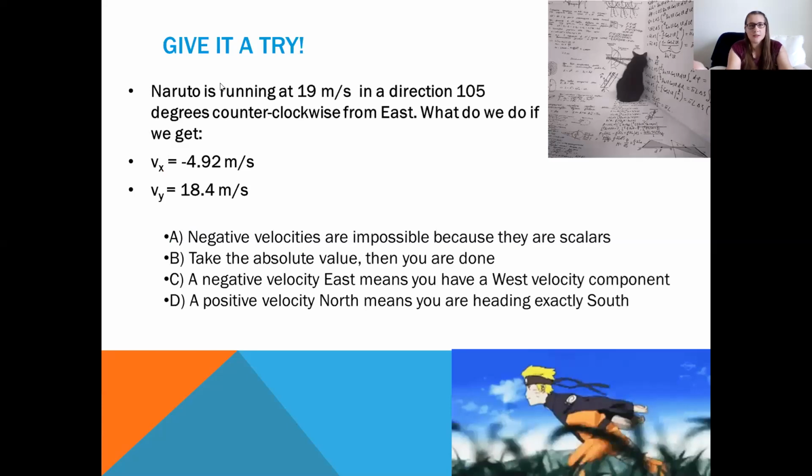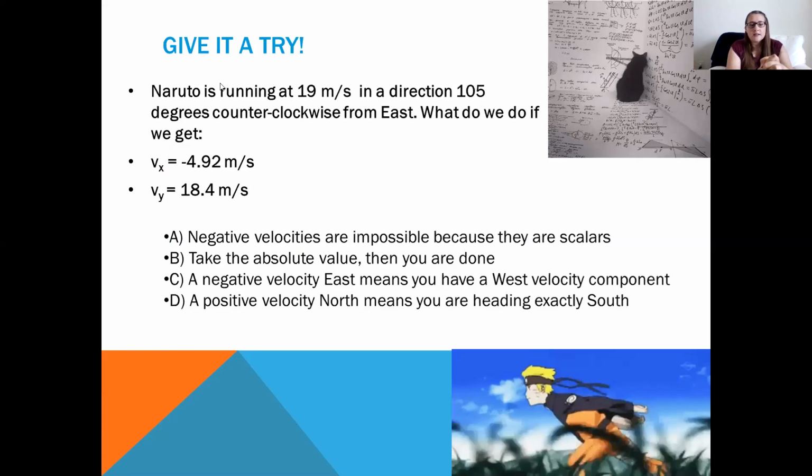It is absolutely possible to have a negative velocity. Remember, a velocity is a vector, so it corresponds with both a magnitude and a direction. And the direction means north, south, east, west, or forwards, backwards, left, right, up, down. Those are the directions that we're thinking about. So velocities have a direction associated with them. We can rule out A because it's not a scalar, it's a vector quantity.